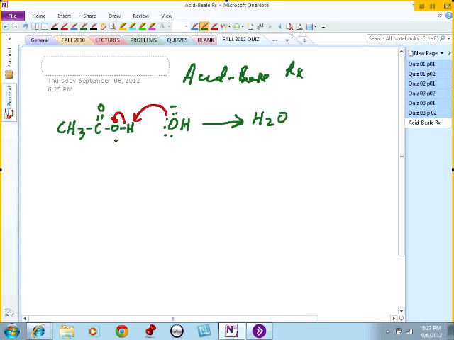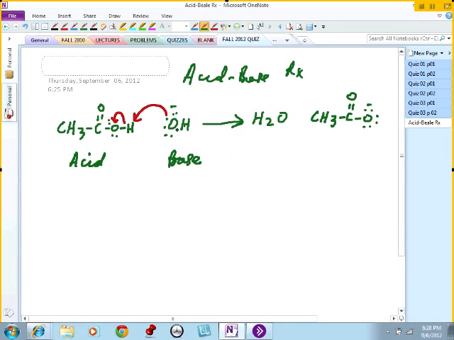Okay, in order to be consistent with our electrons, let me put this here. This was here originally. Now, what do we have here? This molecule here has the conjugate base. So this will be your acid. This is your base.